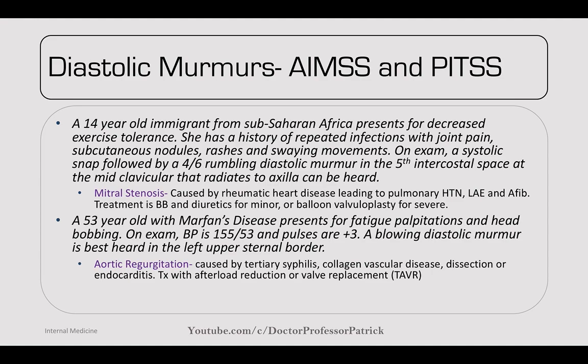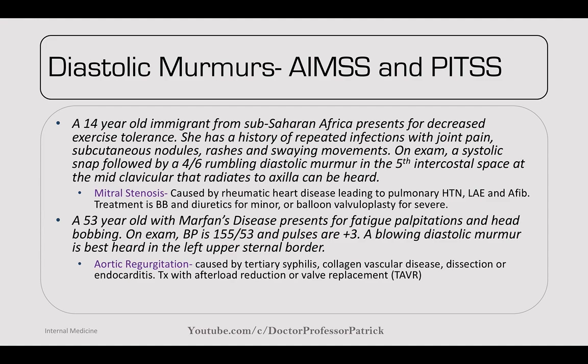Moving on to diastolic murmurs, you can do AMES and PITS to remember your diastolic murmurs, or just know that it's the opposite of the MIAS tips. So we've got a 14-year-old immigrant from sub-Saharan Africa presenting for decreased exercise tolerance. She has a history of repeated infections with joint pain, subcutaneous nodules, rashes, and swaying movements.